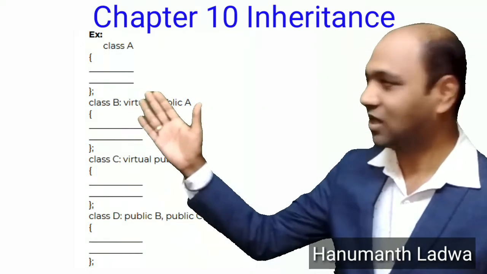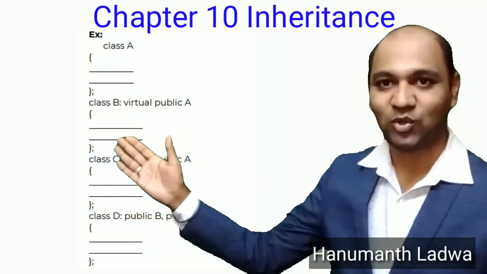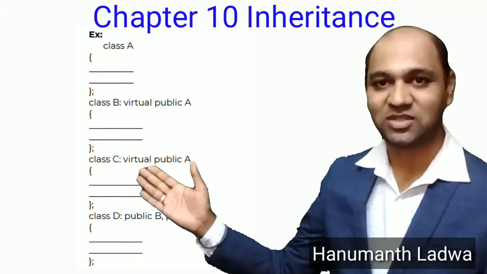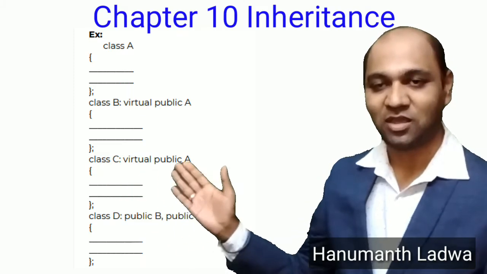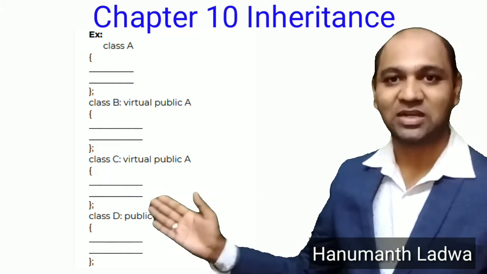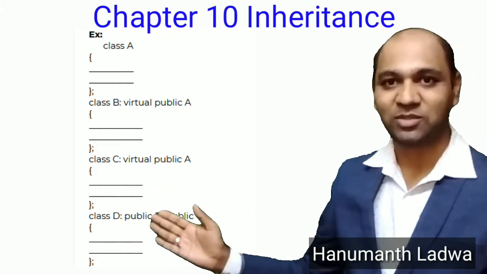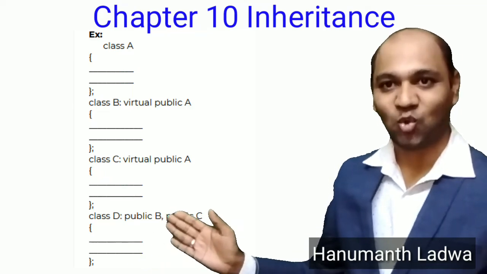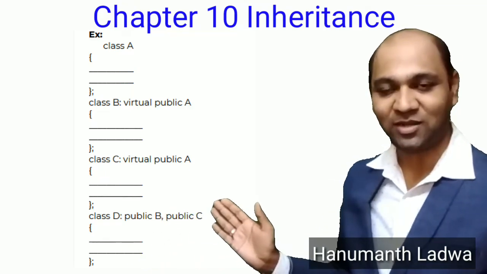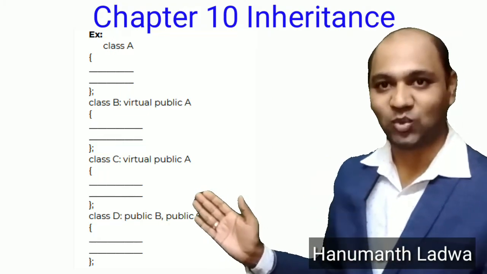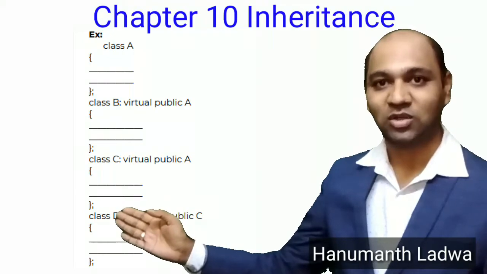So here we will write class A and then we are going to write curly open brace and number of statements, curly closing brace, put semicolon, then class B colon virtual public A curly open brace, number of statements, curly closing brace, put semicolon. So class C colon virtual public A again, because we are going to inherit the property from A class only.